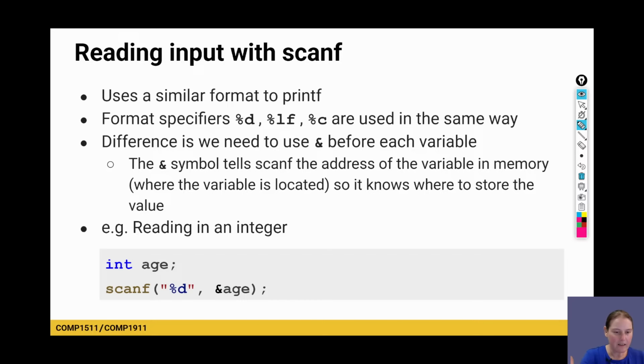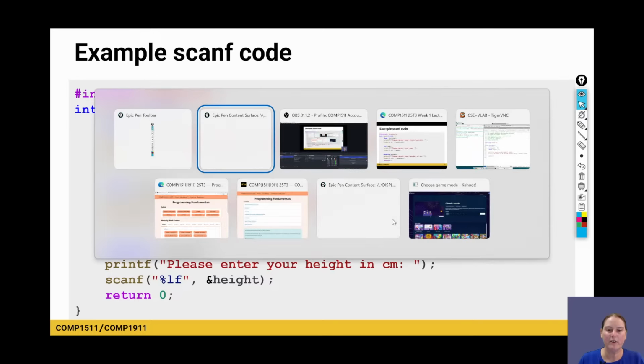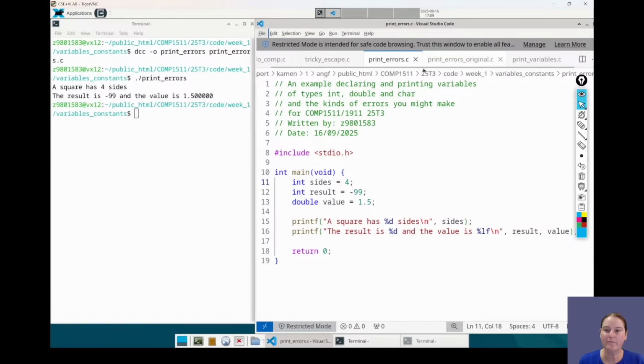Okay, so I've got an age variable that can store an integer. I say scanf %d, and whatever the user types in, hopefully they type in an integer though. Imagine they type in that they're 21, that's going to go into this variable. Okay, so that's how we can do it. So here's an example of some scanf code. And I might go to the actual VS Code to have a look at it.